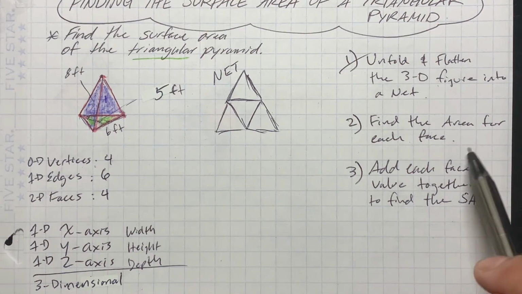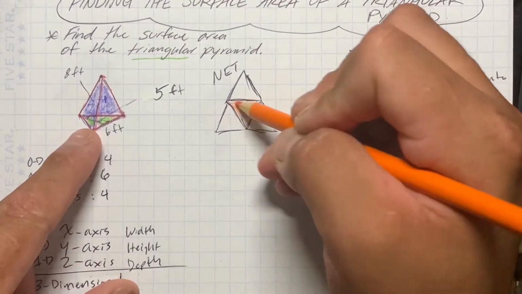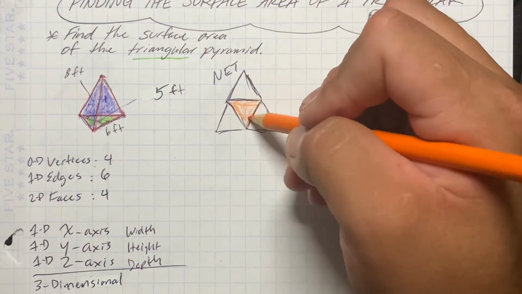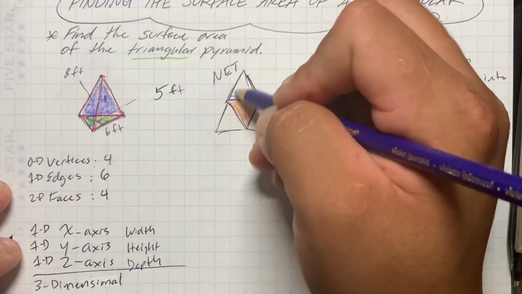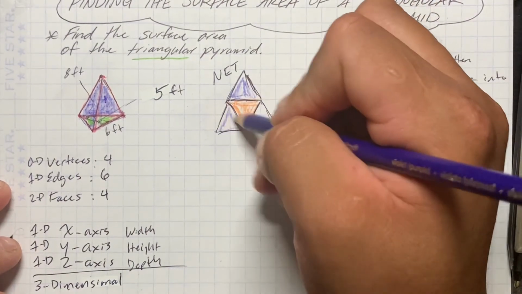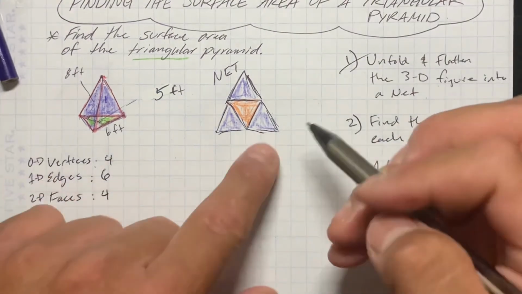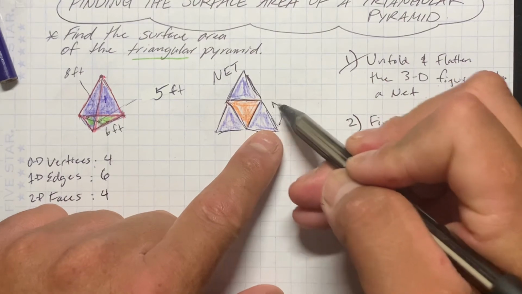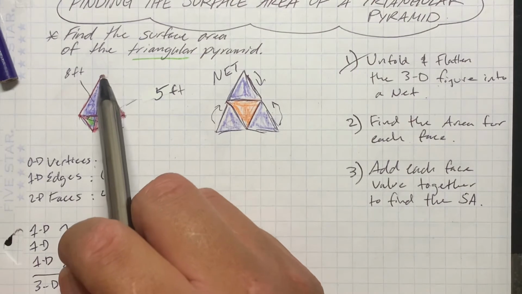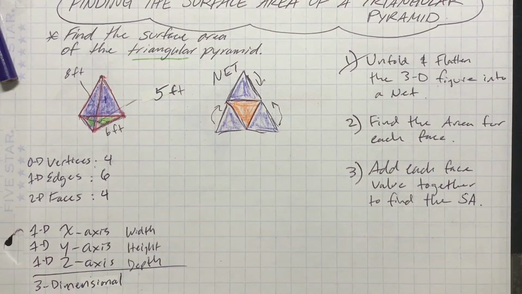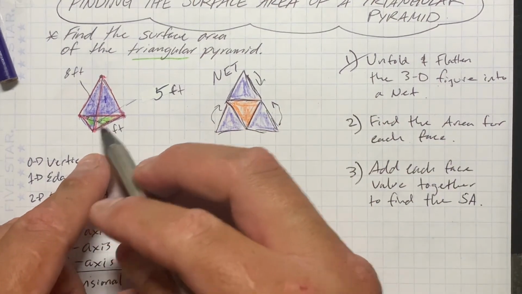Next, we're going to have to find the area for each face. Let me color code these. Again, this is the base. Oops. I was supposed to color it green, but that's okay. And then the lateral faces. Okay. So again, we unfolded that three-dimensional figure into a net. Now, if we were to take this lateral face, fold it, this one, fold it, and this one, bring it in. They're all going to meet right here at this point, that vertex, okay? That single point.